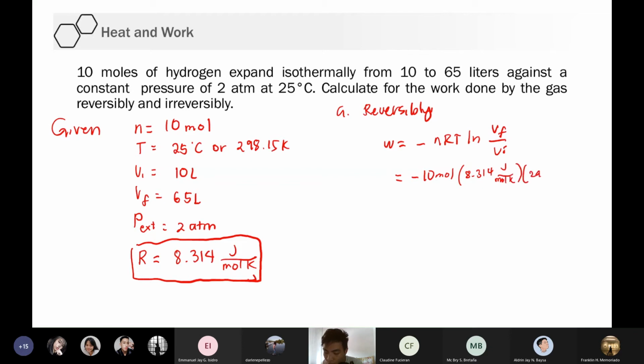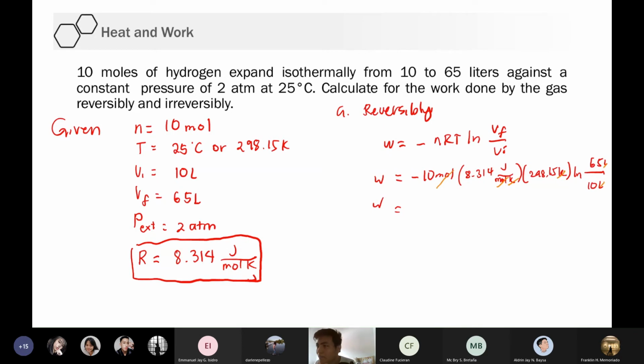Temperature 298.15 Kelvin. ln final 65 over 10 liters. Okay. So the units of liter will cancel out. Yung mole magka-cancel out. Yung Kelvin magka-cancel out. So the final unit is joule, which is an energy unit. Pindot natin sa calcu, 10 times 8.314, 298.15, ln 65 over 10.